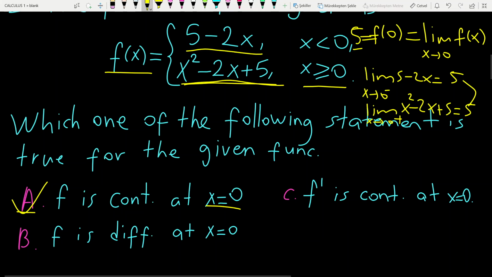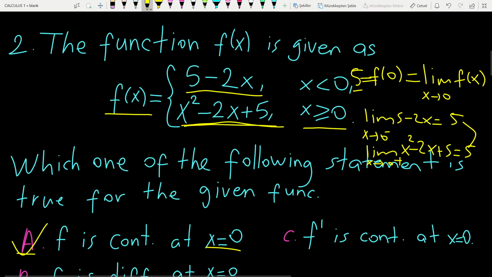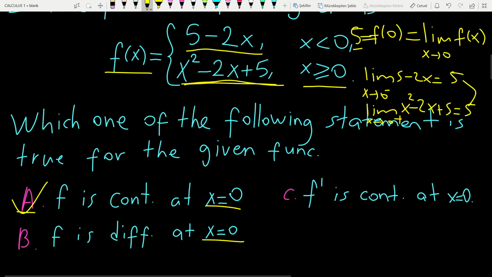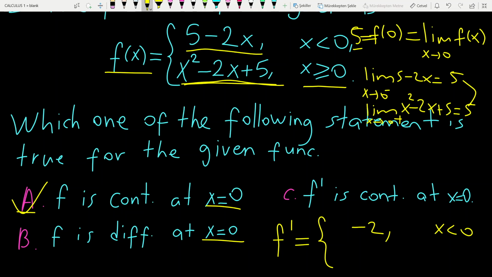What about B? Is f differentiable at the point 0? To check differentiability of the piecewise function, we have to check differentiability of the function at the point 0 from right and left. So let me write derivative of this function. F prime is equal to, when you approach from left, derivative is minus 2. When you approach from right, you have 2x minus 2. Okay. Is it differentiable at the point 0? Derivative from right and left are equal to each other.